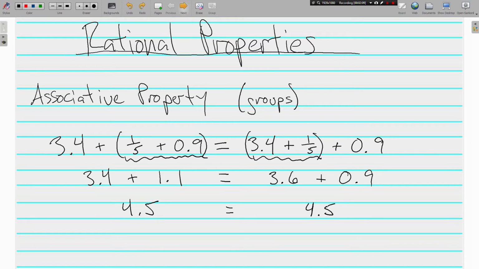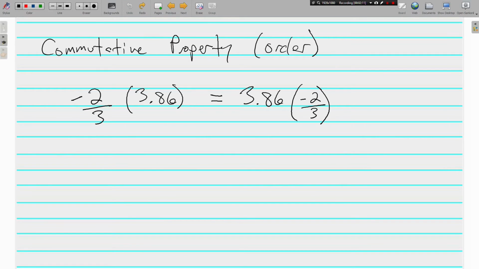Next we will look at the commutative property. The commutative property has to do with the order of the numbers in the problem. Changing the order will not change the sum, and it will not change the product. It would change the difference or the quotient. Subtraction and division are not commutative.